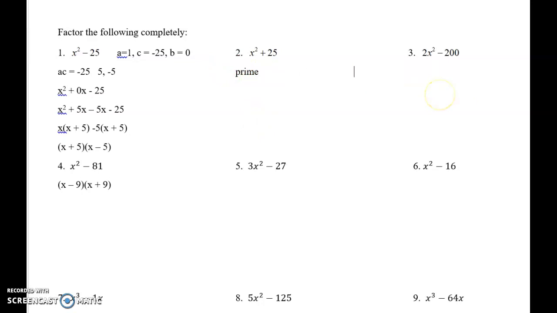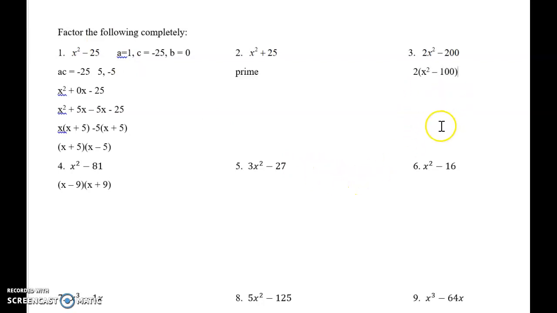All right, let's skip over here to number 3. To start with, on number 3, this one looks like it's not a difference of squares problem. 2 is not a perfect square number. 200 is not a perfect square number either. But I have to think back to what we did in the last video. First step always is GCF. 2 and 200 are both divisible by 2, so I'll factor that out. And then what I have left in the parentheses when I divide, 2 divided by 2 is 1, x squared. 200 divided by 2 is 100. And I'm left with that.